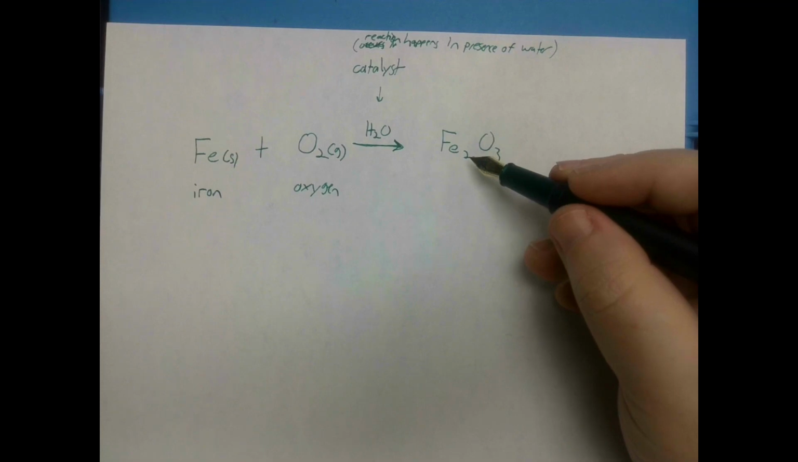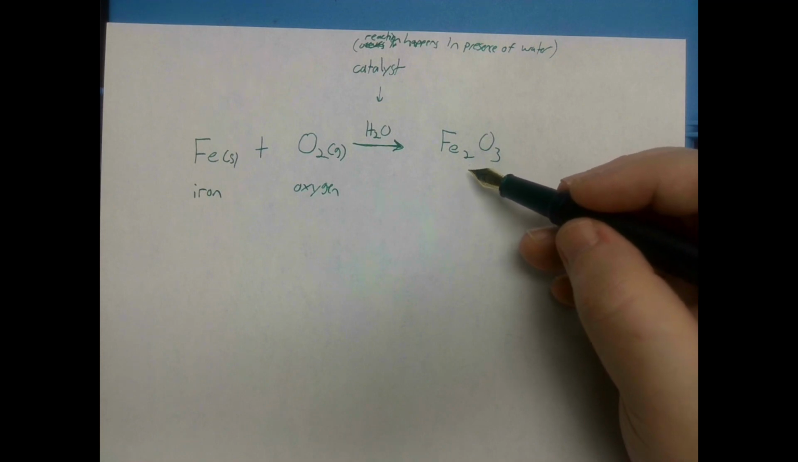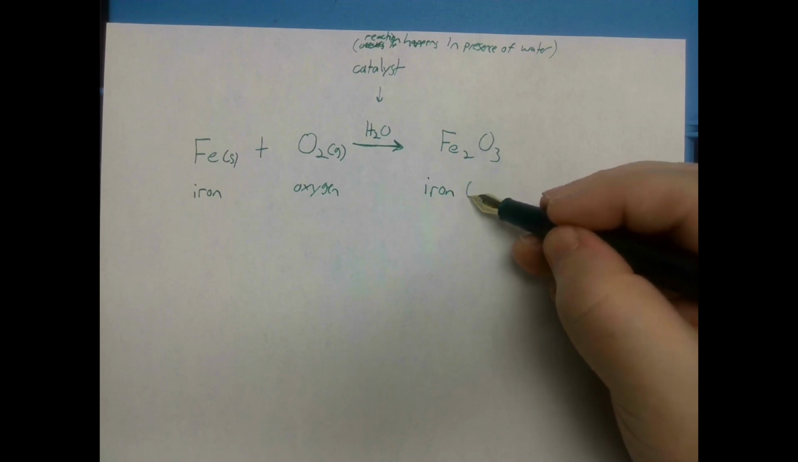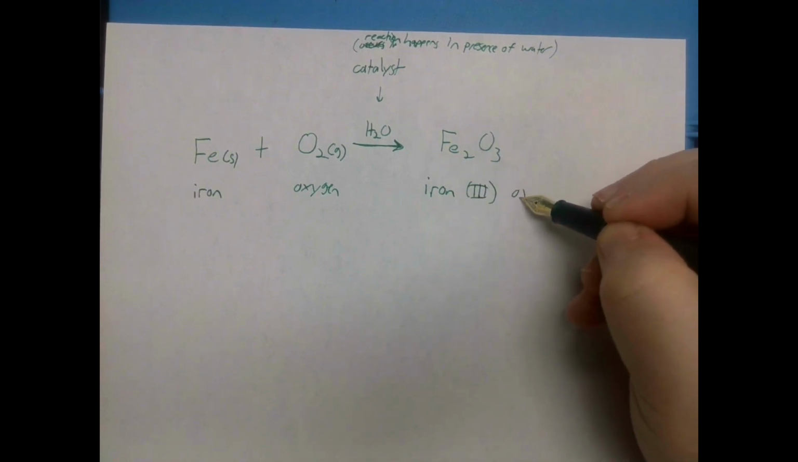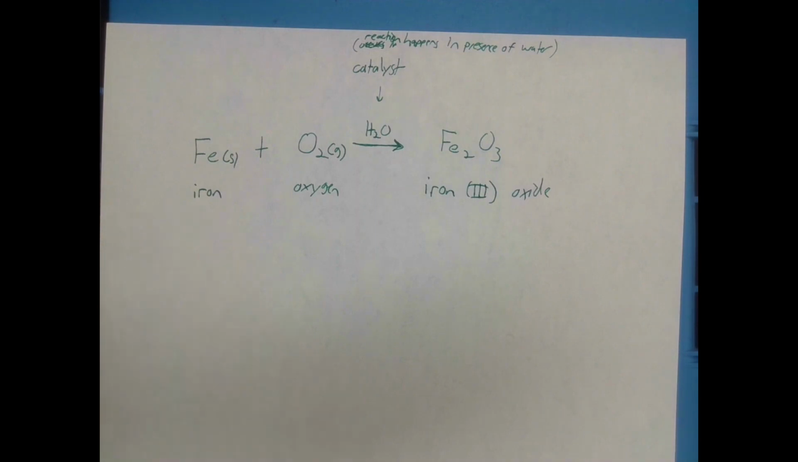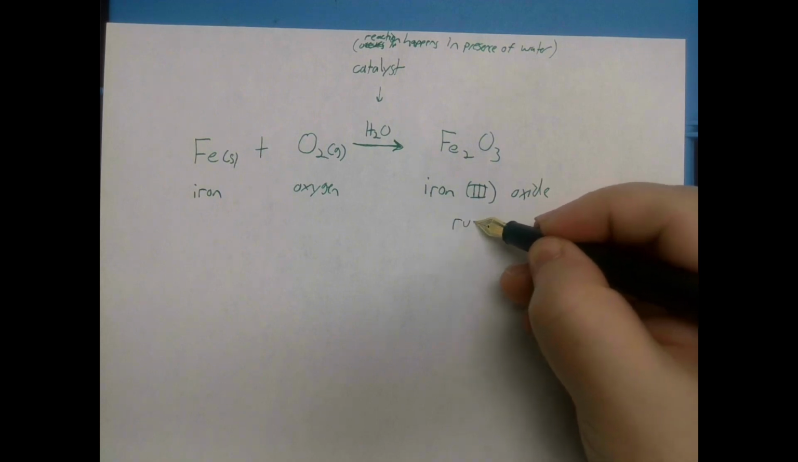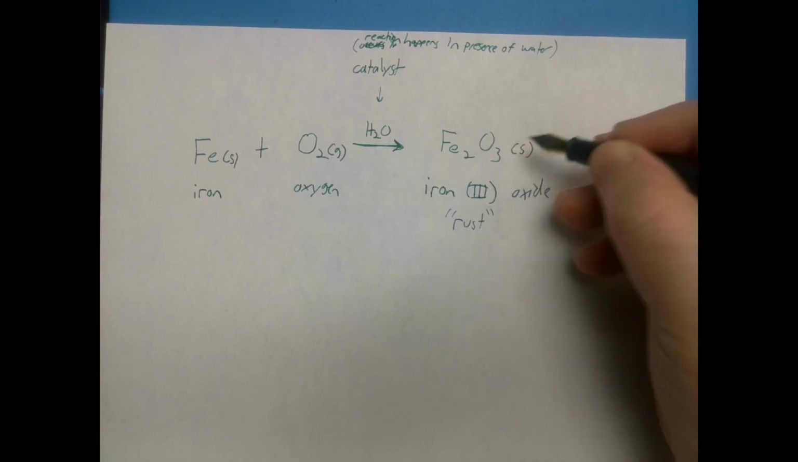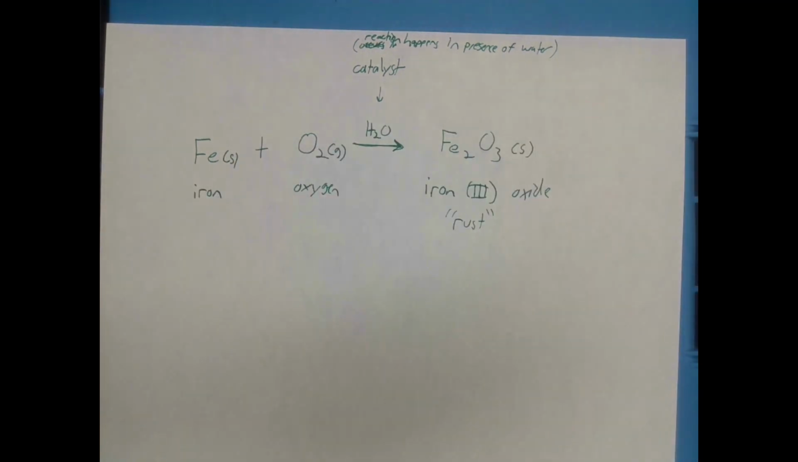I've used this exact equation I don't know how many times, and mentioned the name of this chemical I don't know how many times. Iron 3 oxide. More commonly called simply rust. Is rust a solid, liquid, gas, or aqueous? Solid. What type of overall reaction is this? Synthesis.